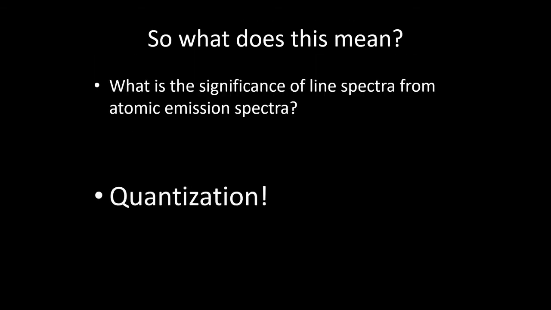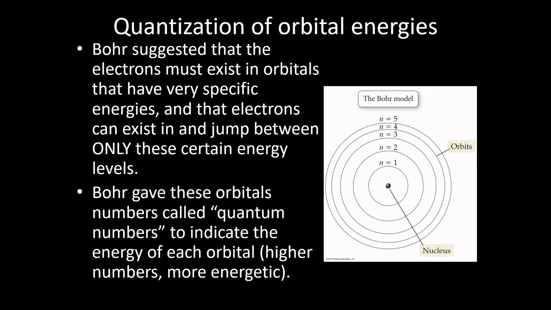So the energy levels that these electrons can exist at are quantized. They are very limited. They can only exist at very certain energy levels. And that was where Bohr got his model for the atom. Bohr suggested that the electrons must exist in orbitals that have very specific energies, and that the electrons can exist in and jump between only these certain energy levels.